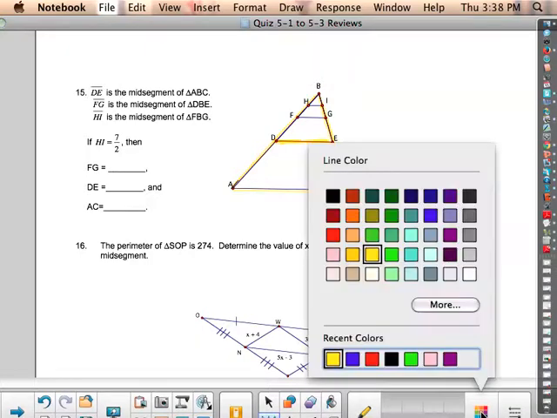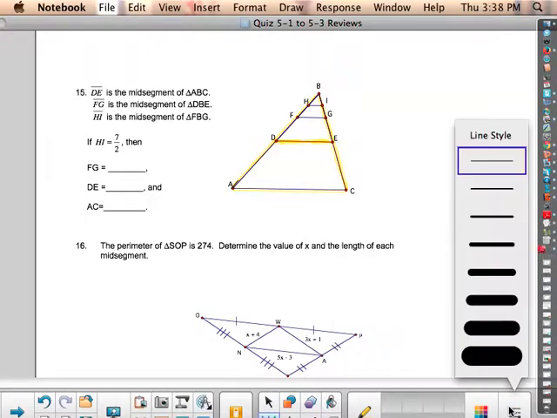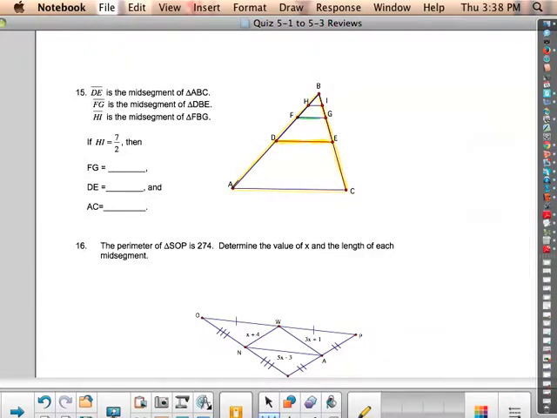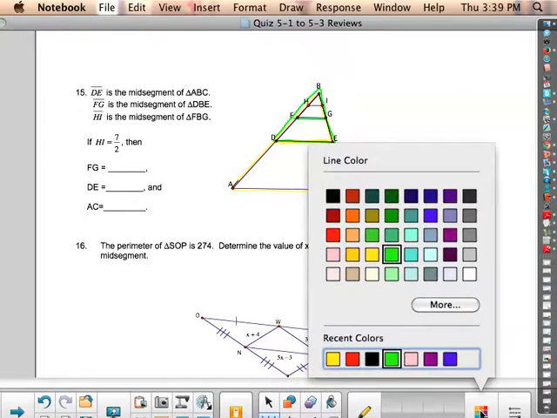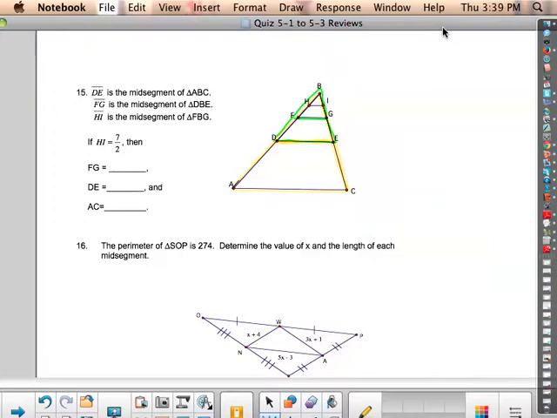Then, the next thing we're told is that FG is the mid-segment of DBE. And then the last thing that we're told is that HI is the mid-segment of FBG.